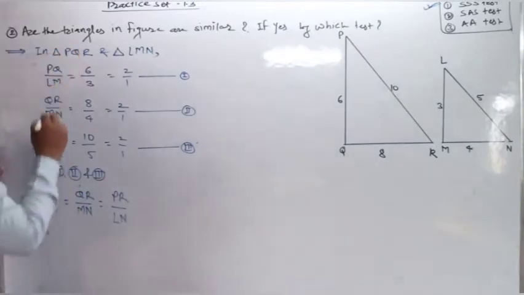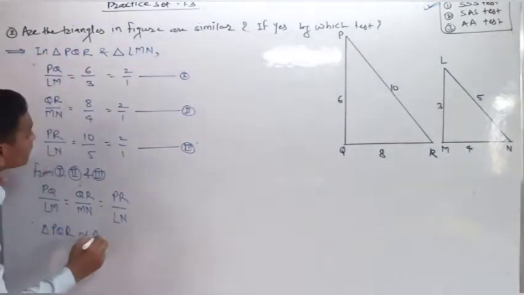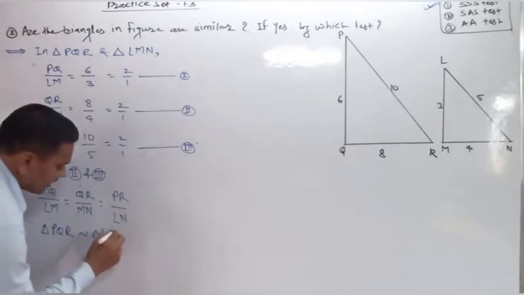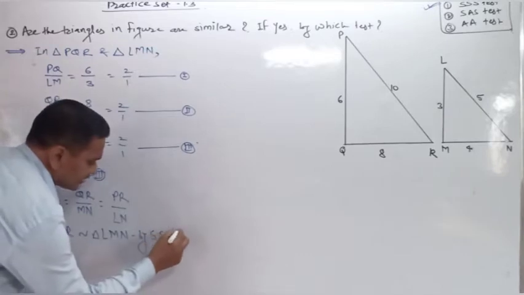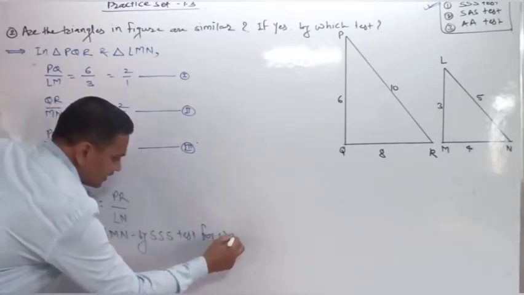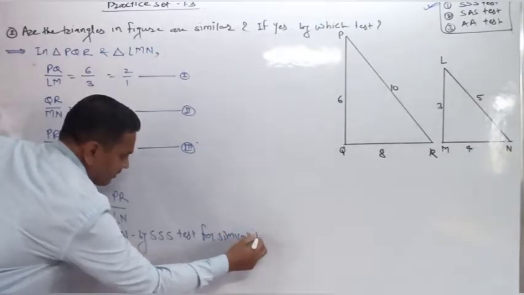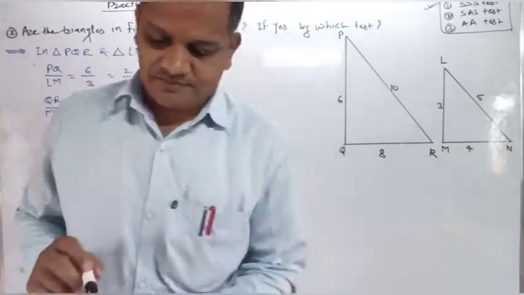So therefore triangle PQR is similar to triangle LMN by SSS test for similarity, right? Pause the video and write the answer.